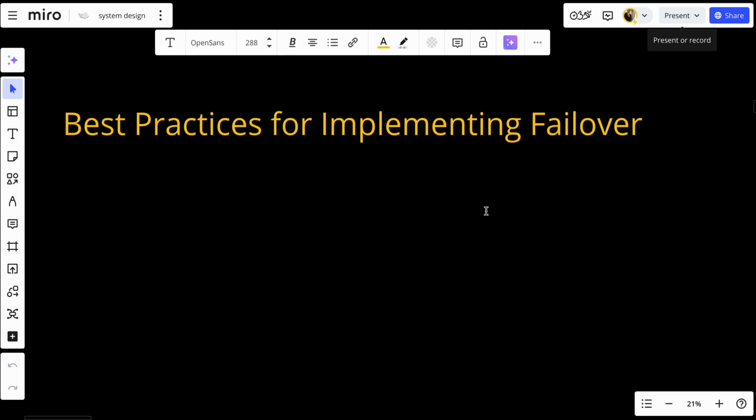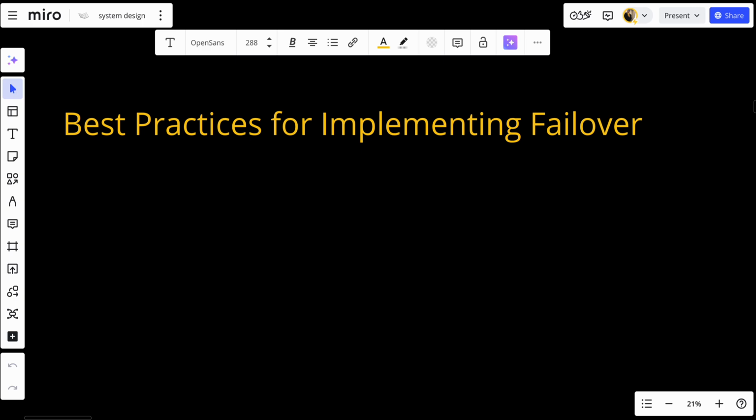Second, use health checks and monitoring. Always use health checks and monitoring to detect failures early. Tools like Datadog can help continuously monitor the health of components and alert you when something goes wrong. Third, automate the failback process. The failback process should also be automated to minimize manual intervention. Once the primary component is healthy, automated scripts can shift traffic back smoothly without affecting users.